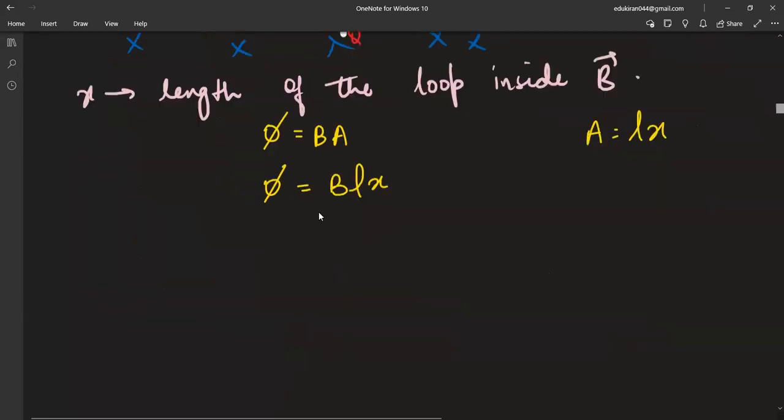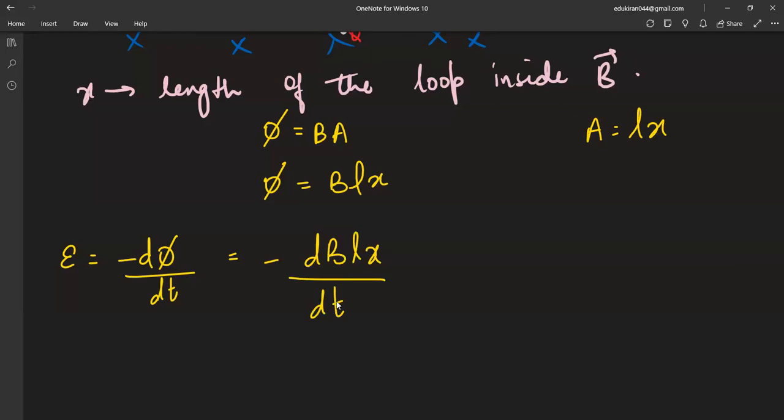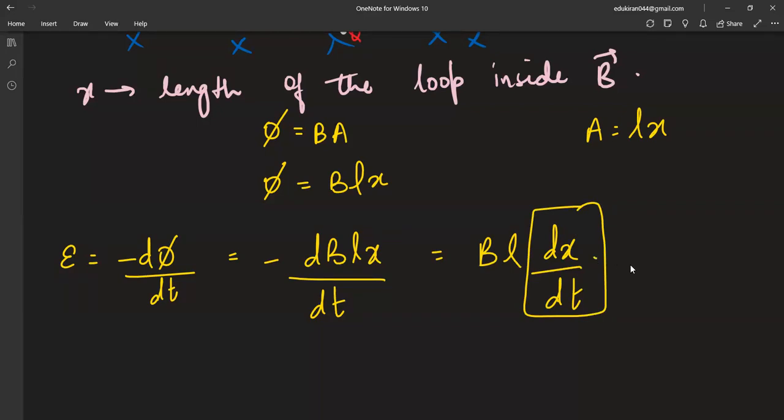So what will EMF be equal to? EMF will be equal to minus d phi over dt. So minus, what is d phi? This is d(BLX) over dt. Very simple derivation. B is constant. Forget this negative sign right now, because it is because of Lenz's law. The length of the conductor is also constant. We have dx over dt. What is dx over dt? Velocity.